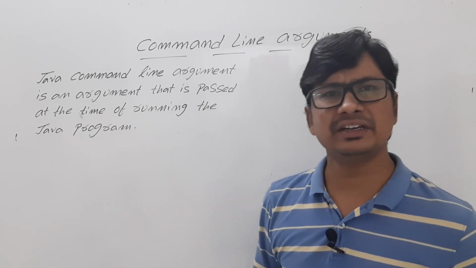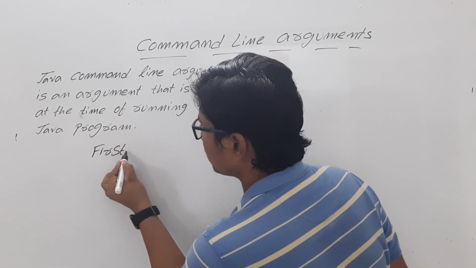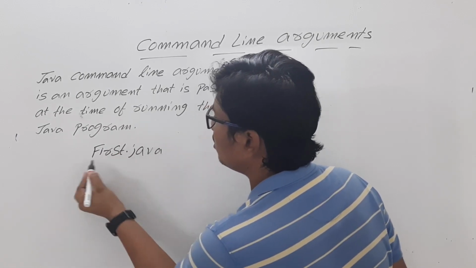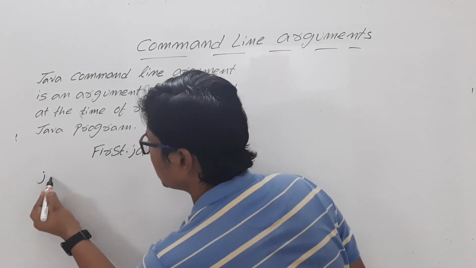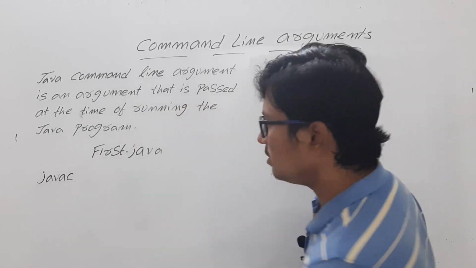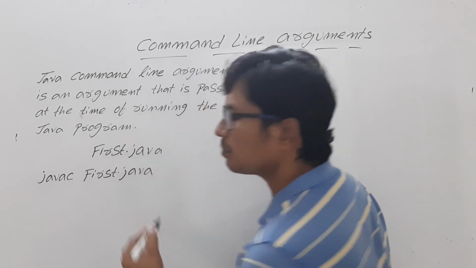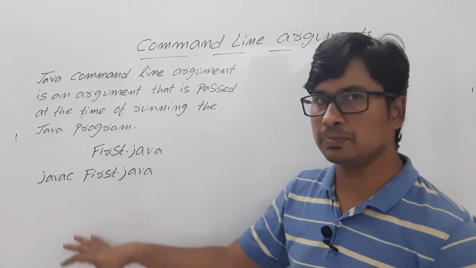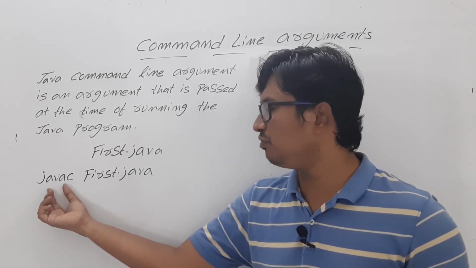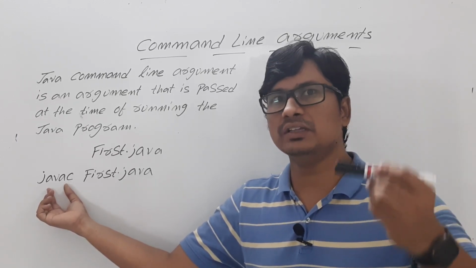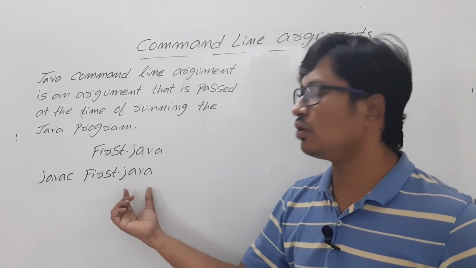Suppose you have written a Java program called first.java, where F is capital. If you want to compile the program, you will write a command called javac first.java. If there are errors in the program, they will be displayed. You need to correct the errors and compile it again. Compiling means converting the high level language to the low level language, and for that you need the command javac first.java.